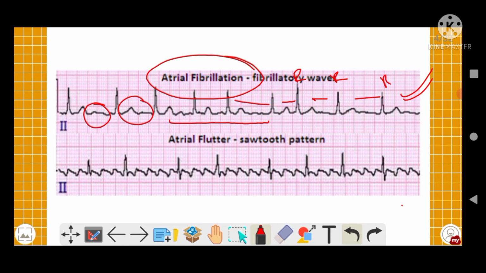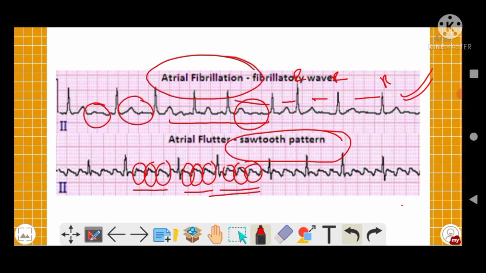If we talk about atrial flutter, now there is a series of P waves, a series of atrial depolarization waves, which are your flutter waves. Whereas in atrial fibrillation there are bizarre P waves or absence of any characteristic P waves, and here there are P waves in series. This is how we differentiate atrial fibrillation from atrial flutter. In atrial flutter, these atrial depolarization waves give a sawtooth pattern. So these points you must remember.